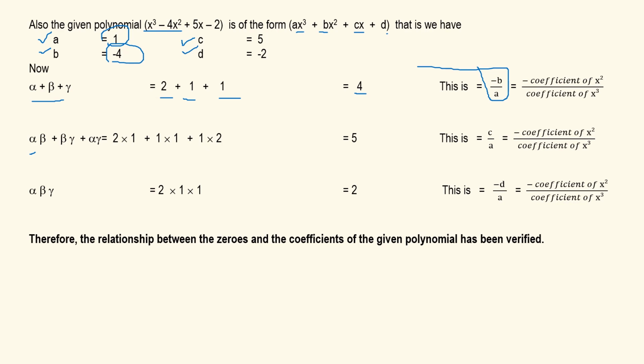Similarly, alpha beta plus beta gamma plus alpha gamma is equal to 5, which is actually equal to c by a. Similarly, alpha multiplied by beta multiplied by gamma is equal to 2, which is equal to minus d by a when we use the values that we have found here. So we can say that we have verified the relationship between the zeros and the coefficients of the given polynomial.